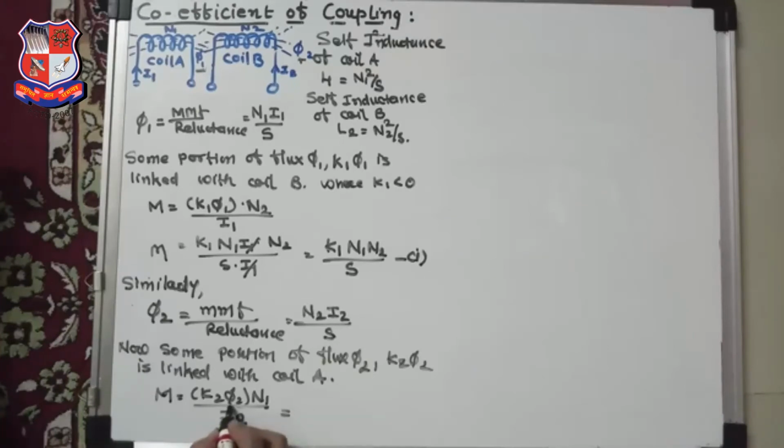Now substitute the value of phi2, that is N2 I2 by S. So M is equal to K2 N1 N2 I2 divided by I2 into S. I2 cancels out. So M is equal to K2 N1 N2 by S. This is equation number 2.